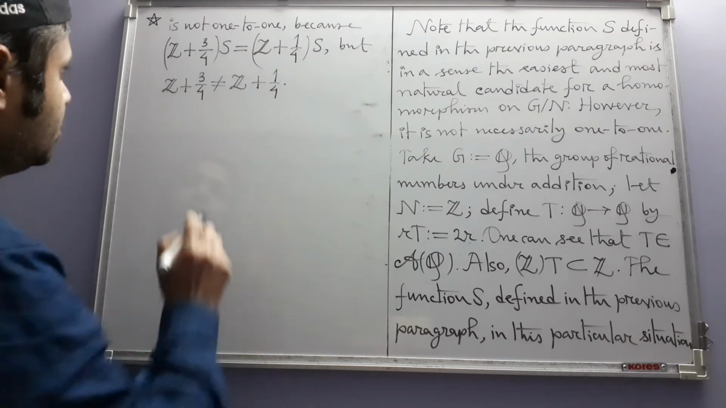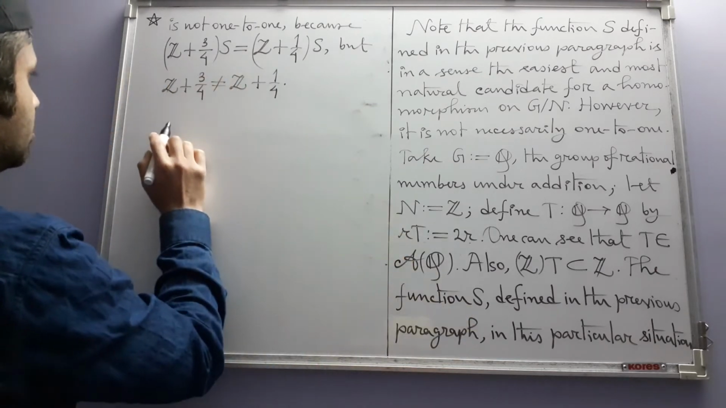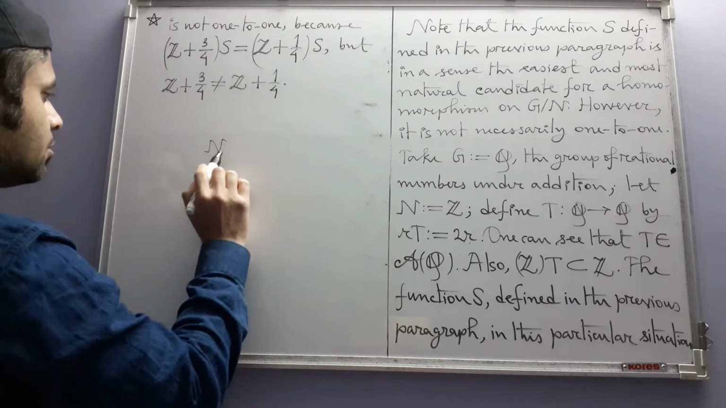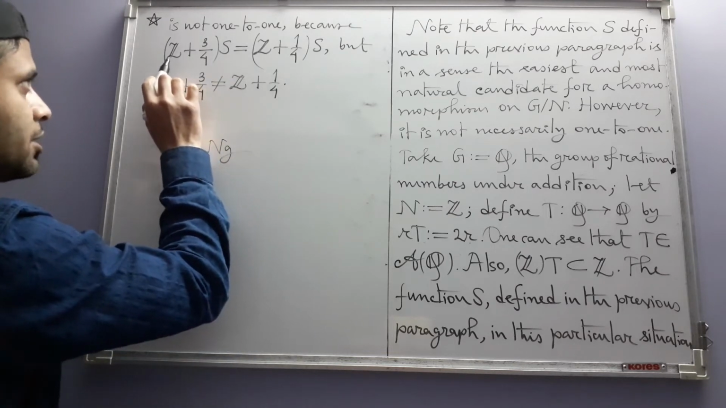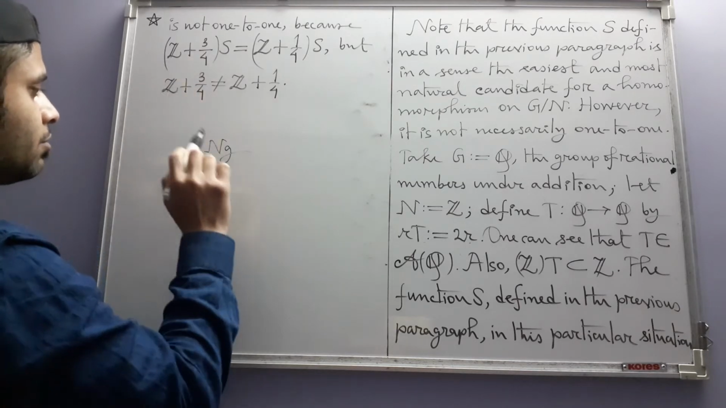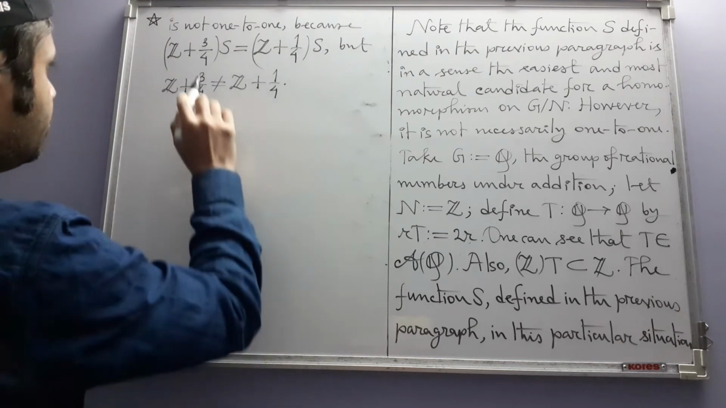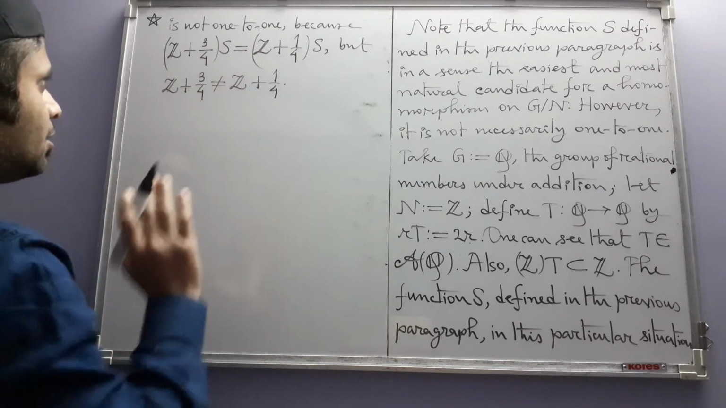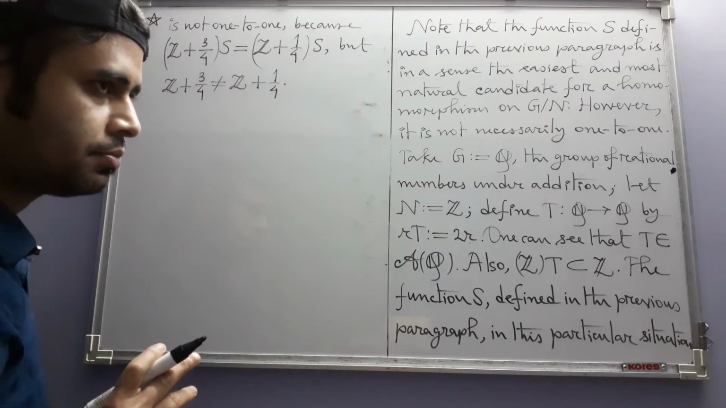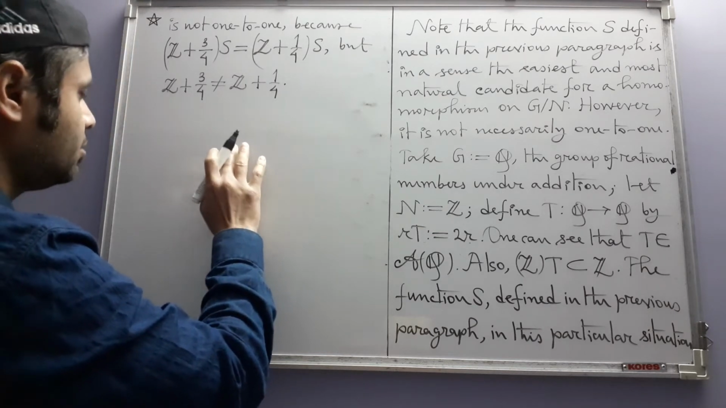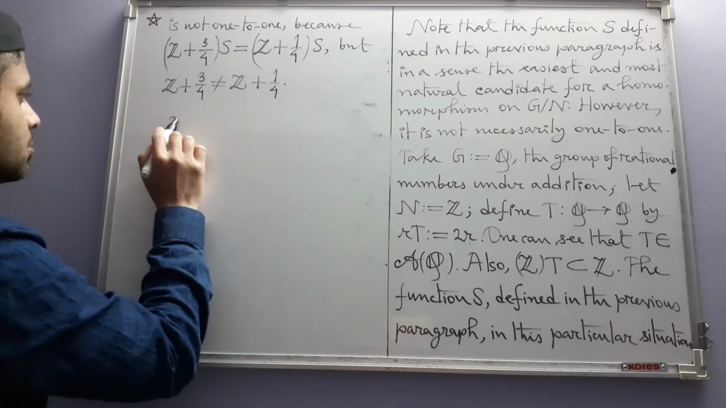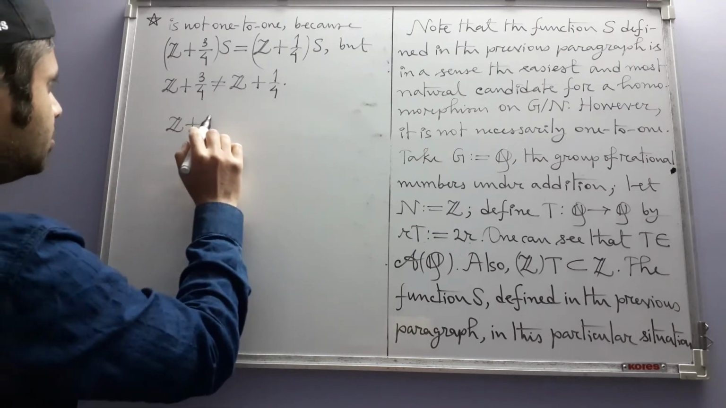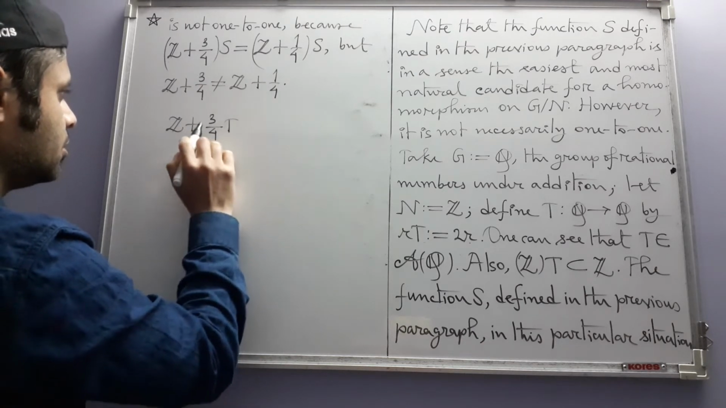Let us apply first the definition of S in this particular situation. And note that this is a coset. So in place of NG, now you have, in place of N you have this Z, and in place of G, you have a rational number. And since the binary operation is addition, we are writing like this. So NG of S by definition is NGT, that means N plus, of course, we have to write this.